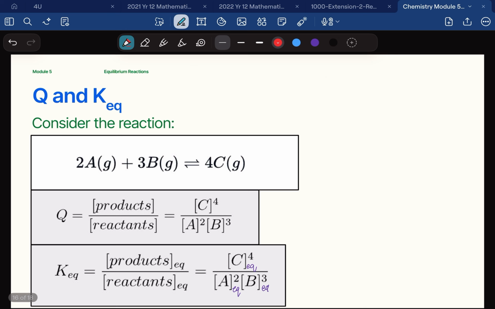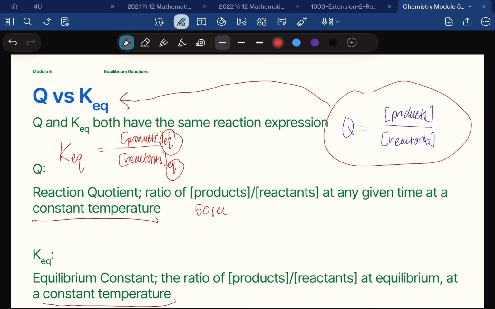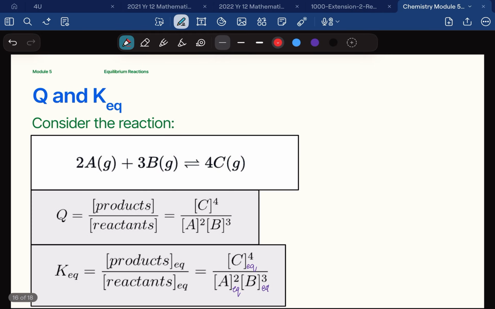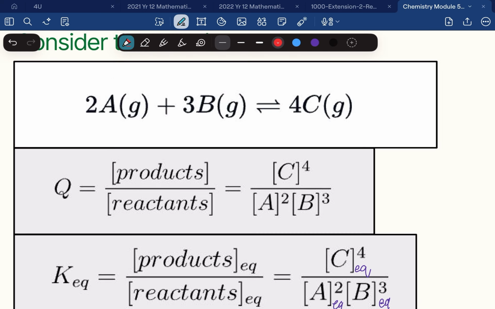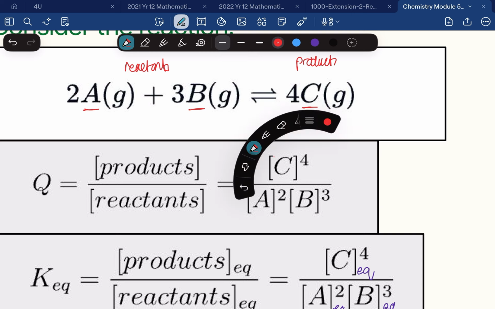Before I can show you the relationship between Q and KEQ and how you can use it, we're looking at how to calculate these expressions. If we have this reaction, 2 moles of A plus 3 moles of B plus 4 moles of C, we can say the products are here and these are the reactants. Q is the concentration of the products over the concentration of the reactants, which is the concentration of C.